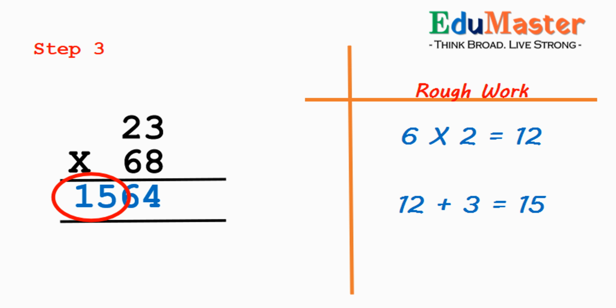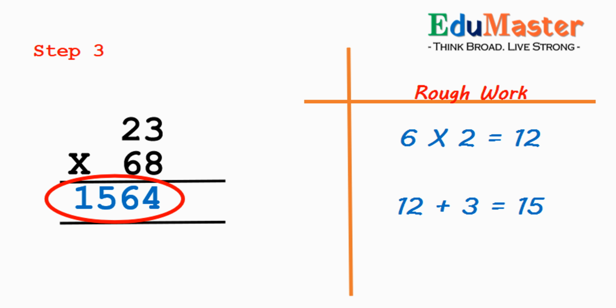Now proceeding to step 3, we will multiply 6 with 2, that gives us 12, and add 12 with the 3 that was left earlier. It provides you a number 15. Then write 15 in the answer. Here you get the answer, that is 1564.